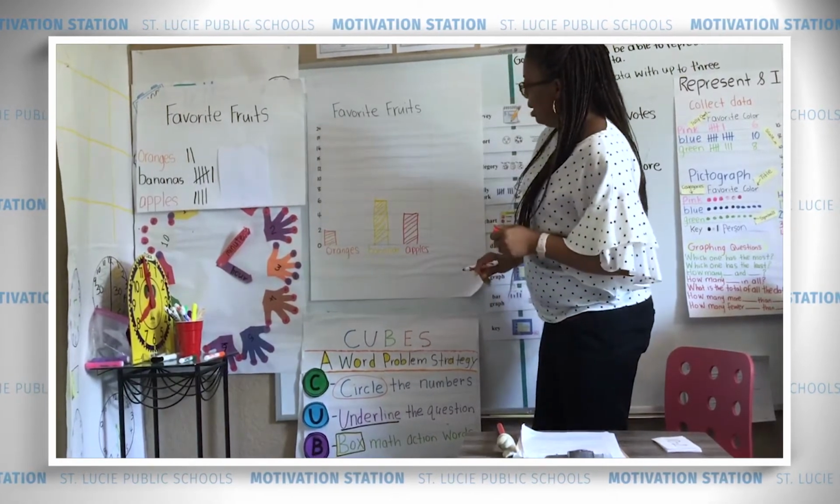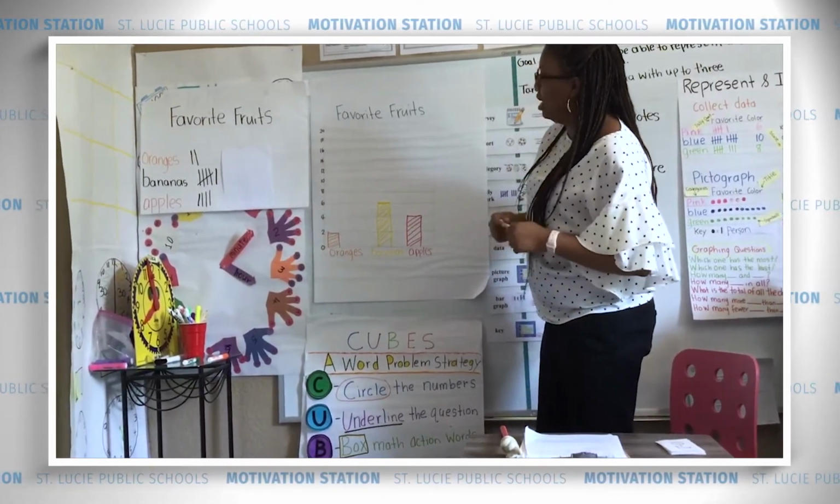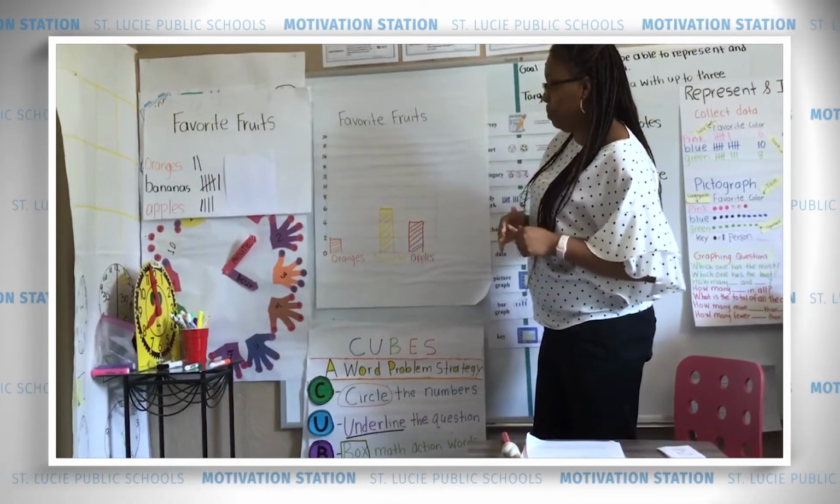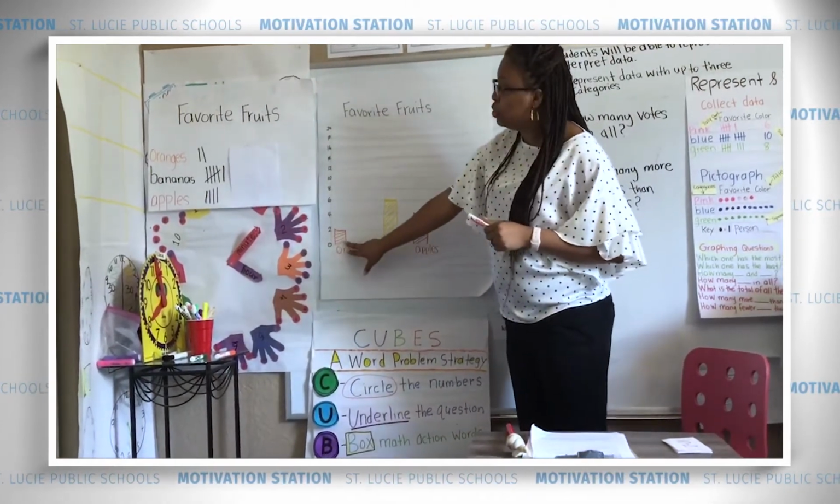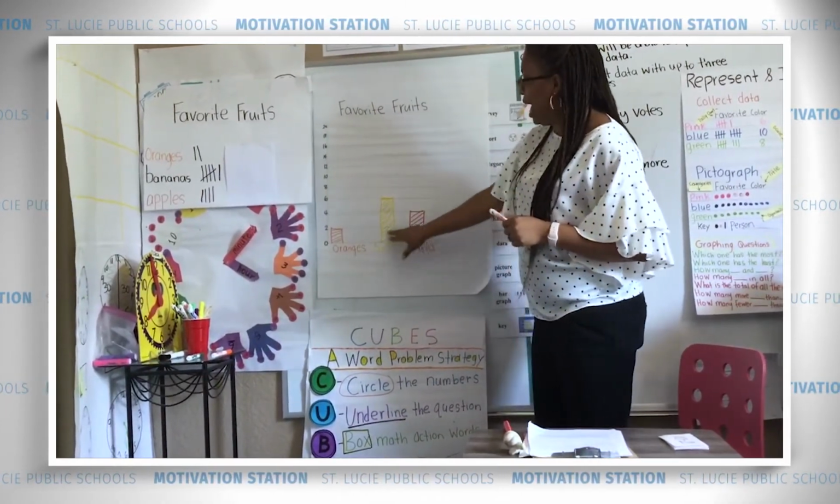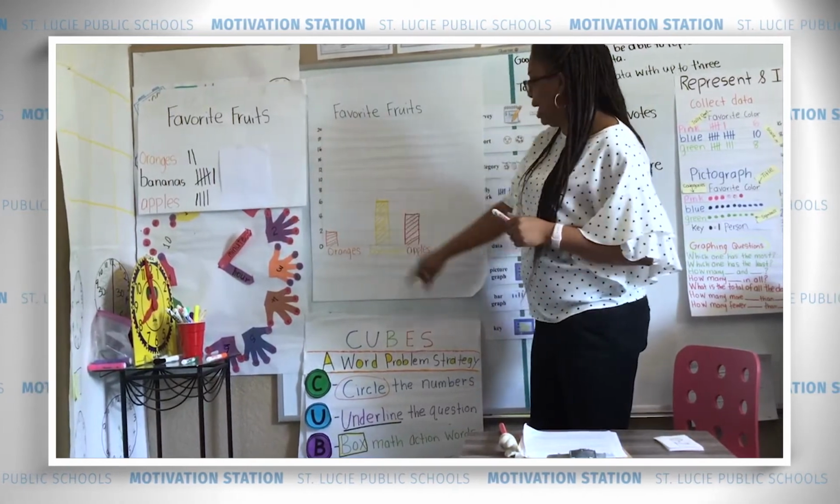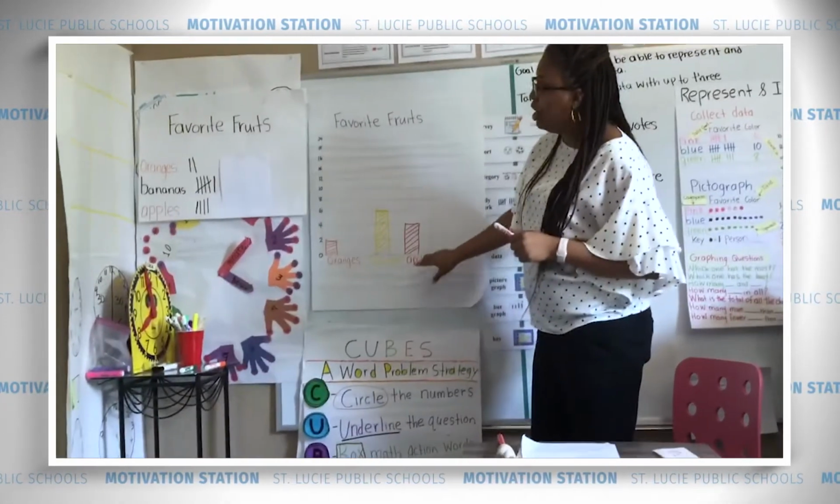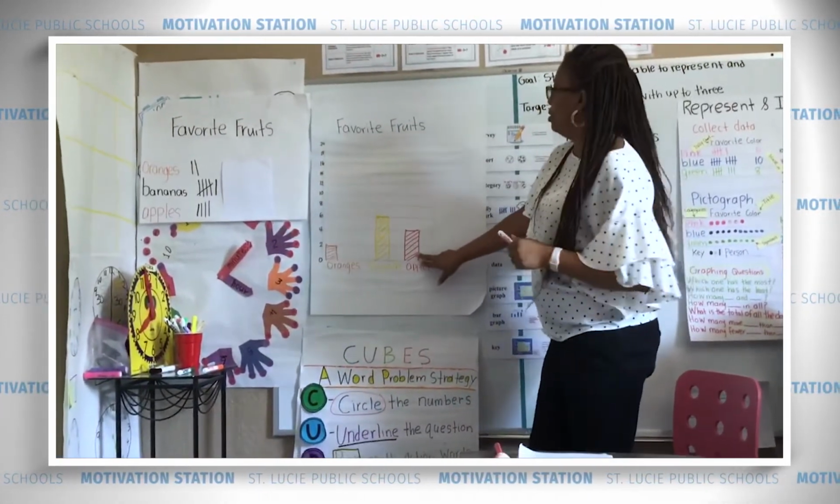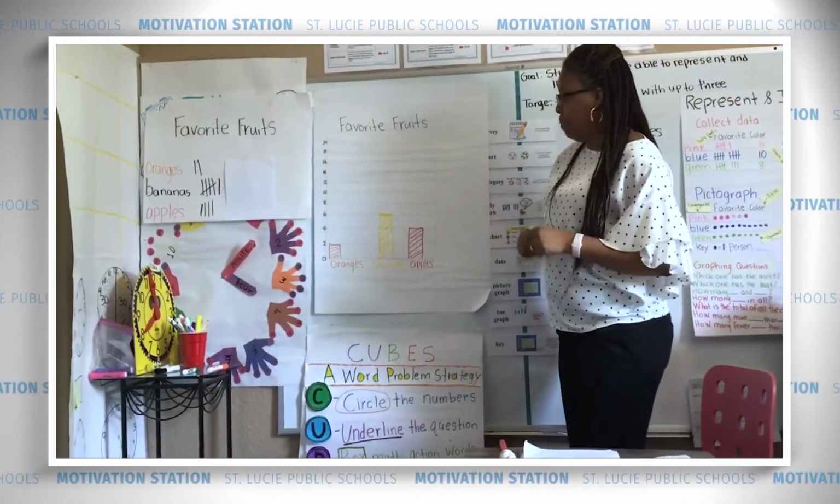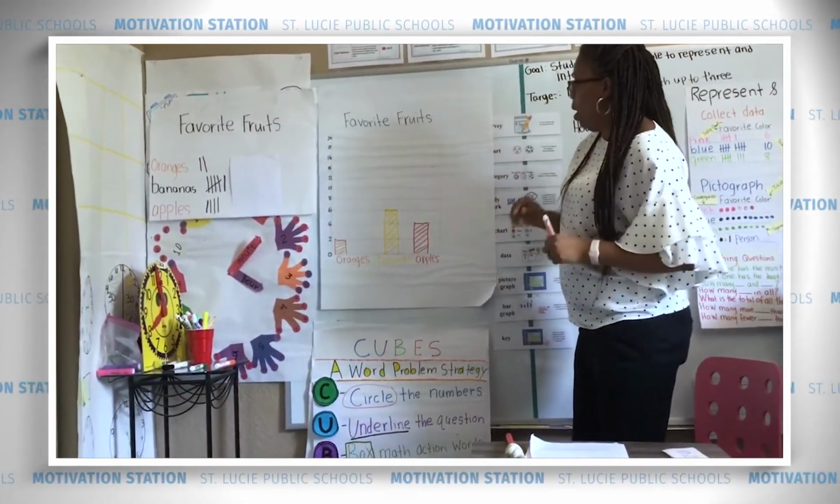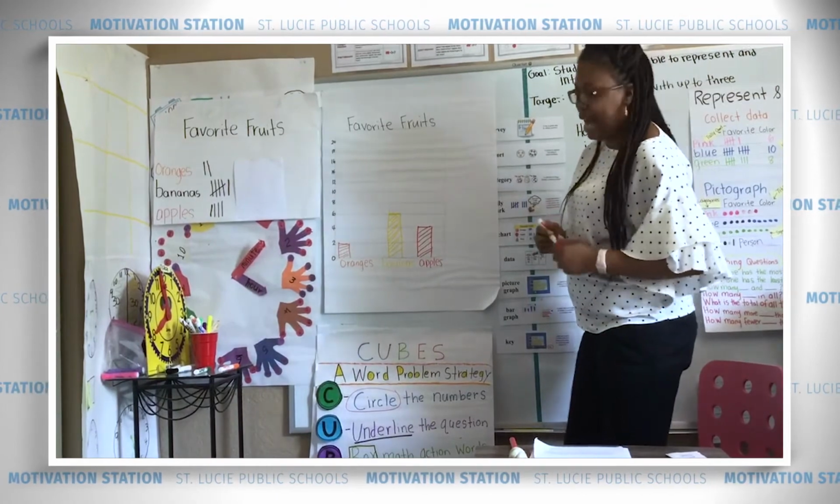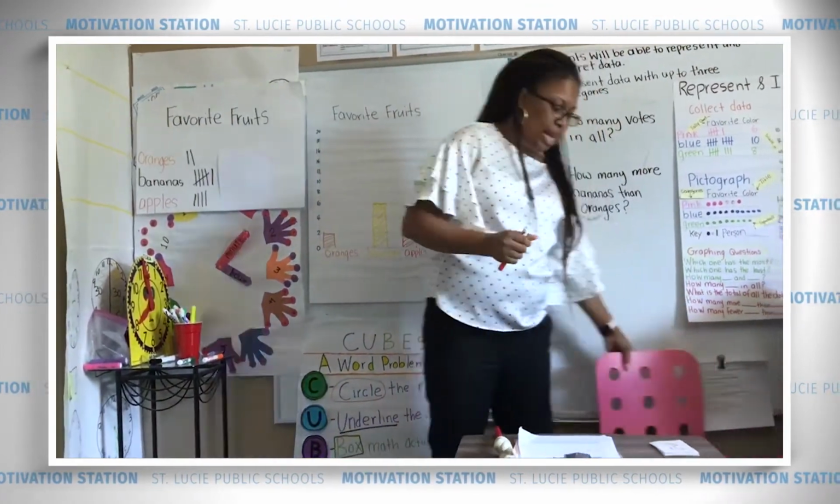All right, so I did all my data points. I did my 2 votes for oranges. I have 6 votes for bananas, and I have 4 votes for apples, okay? So now, boys and girls, we are going to go ahead and answer some questions relating to that data.